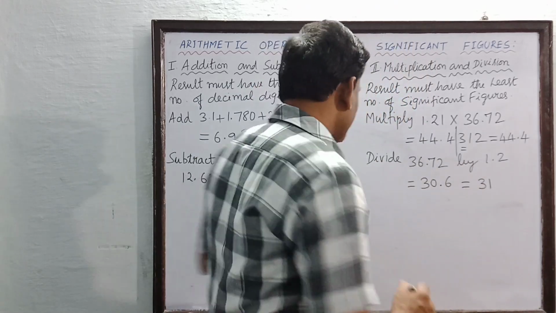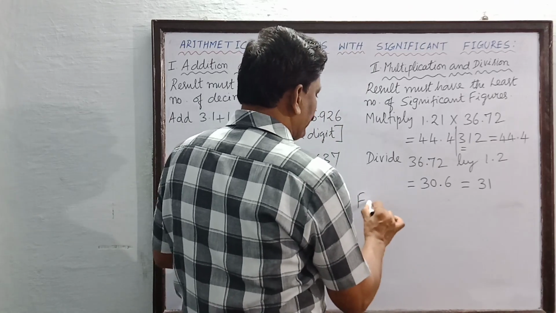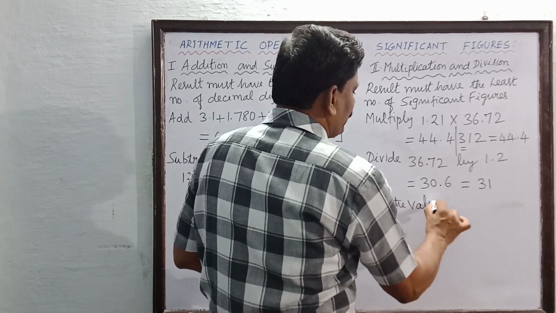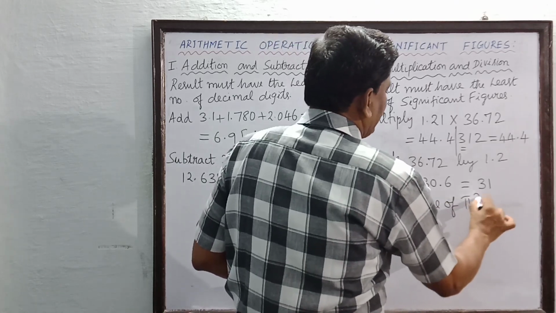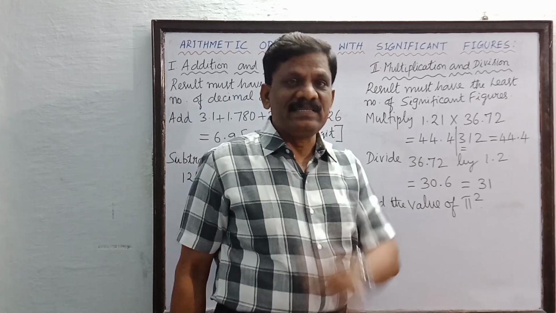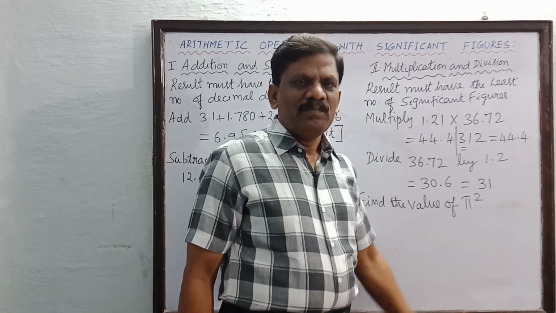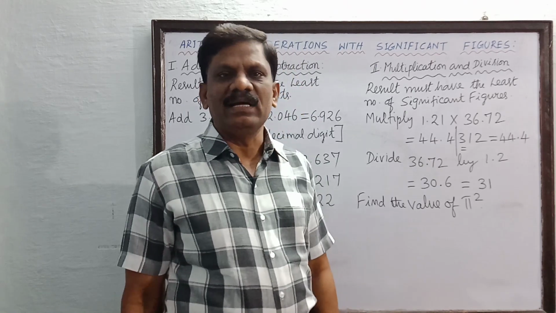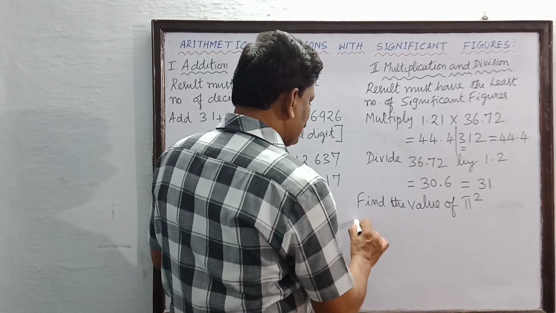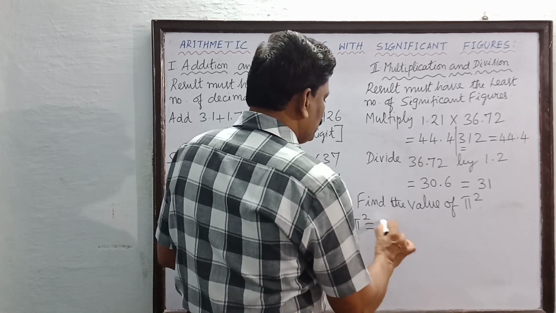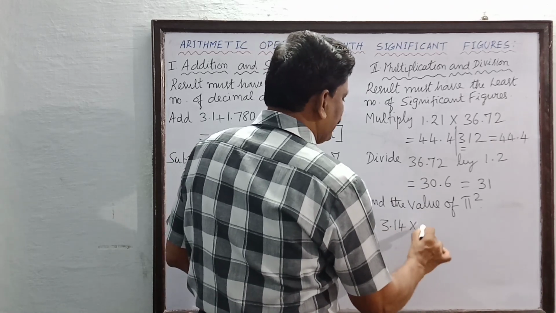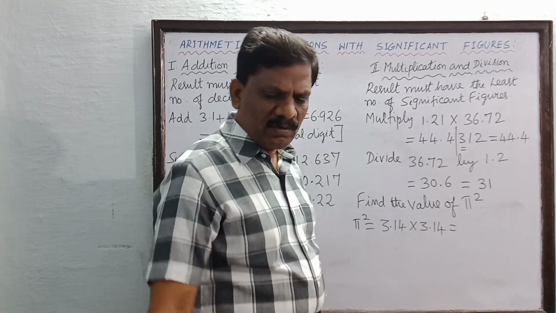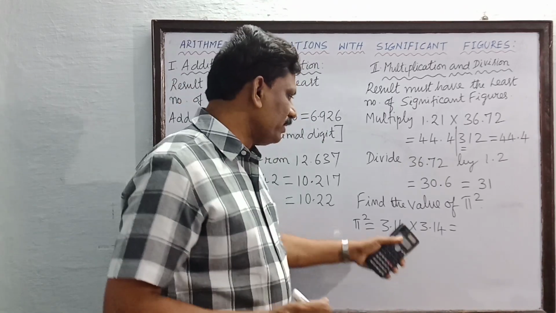Now I am going to find the value of pi square to correct significant figures. This is a usual branded question in the board examination. So we can take the value of pi as 3.14. So pi square is equal to 3.14 into 3.14. Okay, students, we are going to multiply 3.14 into 3.14.